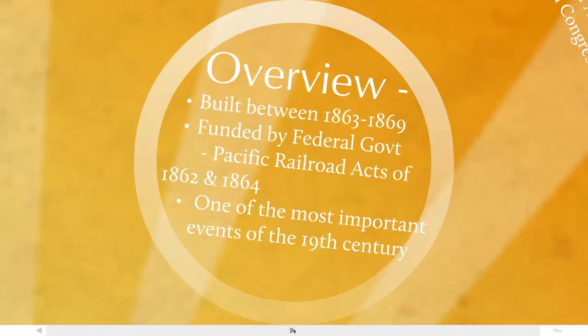It was authorized by 2 different railroad acts, the Pacific Railroad Act of 1862 and 1864, which, think about the time period, that would have been under President Lincoln, so this was one of his projects. This was part of how he saw the country expanding and growing and uniting after the Civil War. So just because they had the Civil War doesn't mean they put off development projects for the country. They just kind of dealt with 2 things at once. And we talked about before in class why it's one of the most important events of the 1800s.